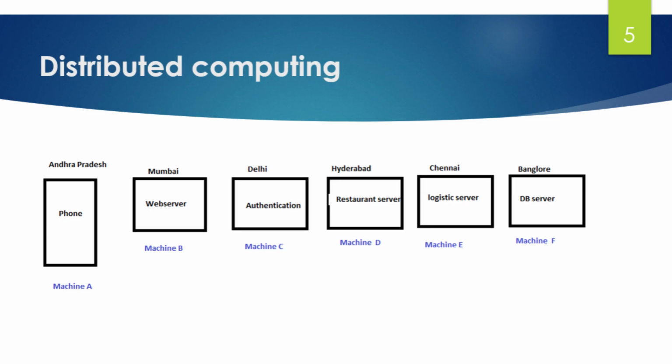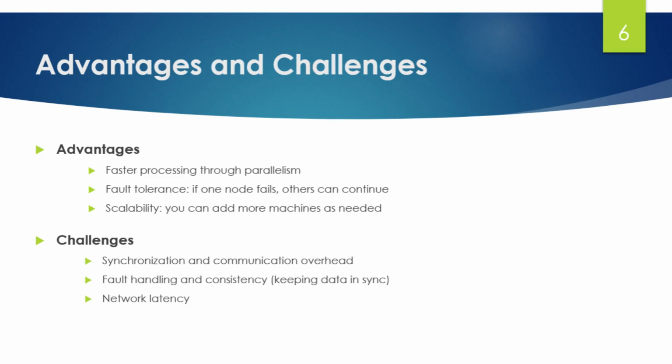The key idea here is, instead of one big computer doing all the work, use many smaller machines that each handle a part of the job. And the advantages are faster processing because many computers work in parallel. So the processing becomes faster. Fault tolerance. So if one computer fails, other computers can still continue to work. So we have some fault tolerance here. Scalability. If you want to increase the power, you can always add more computers.